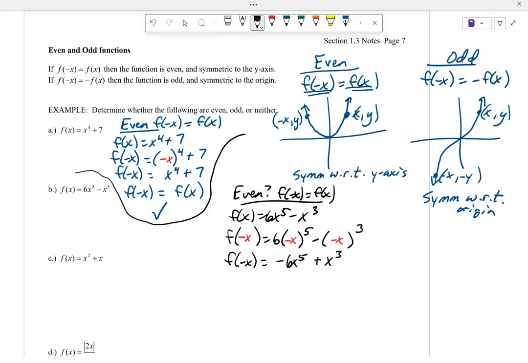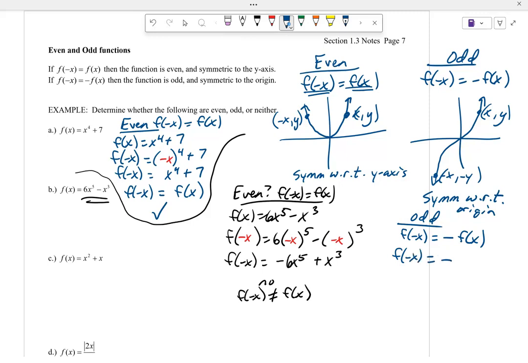Okay, is that what I started with? No, we started with 6x to the fifth minus x to the third, right? So it's not even. F of negative x does not equal the original f of x. That's not the original that we popped out. Well, is it odd? Odd says when I plug in negative x, it's got to give me the opposite of the original. Well, we plugged in negative x, and we got negative 6x to the fifth plus x to the third. So let's go ahead and take a negative out of those.